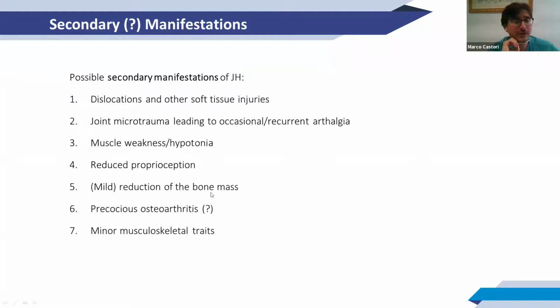There is also little evidence around an association between joint hypermobility and a mild reduction in bone mass. But this is tautological: joint hypermobility is associated with a series of minor musculoskeletal traits such as scoliosis of mild degree and flexible flat feet.